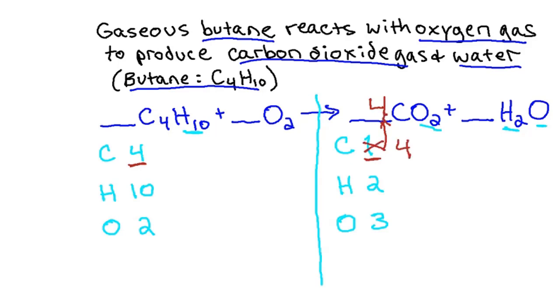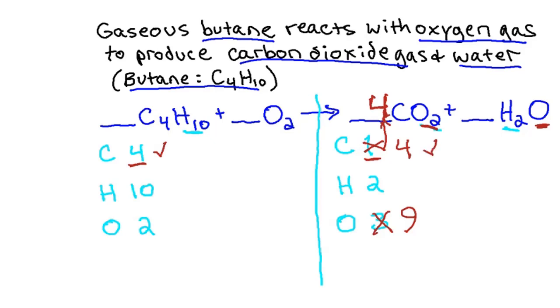So there's 4 carbons. But now that changes the amount of the oxygens. If there's 2 oxygens here, but there's 4 total CO2s, then that's going to make 8 oxygens, plus this extra oxygen over here in the H2O, so that's going to be 9 oxygens. Okay, now we have carbon 4, carbon 4.